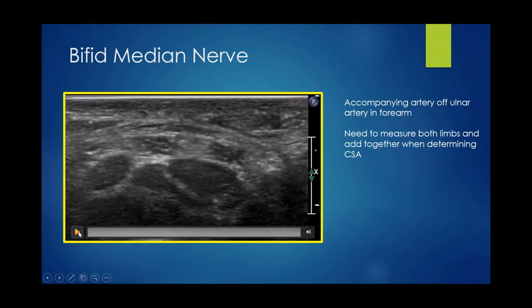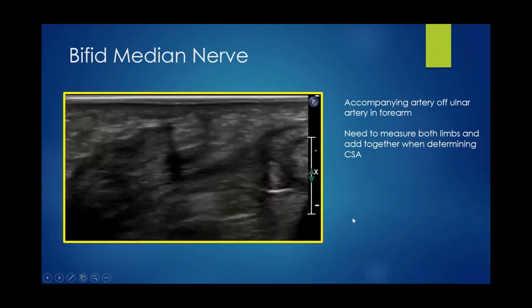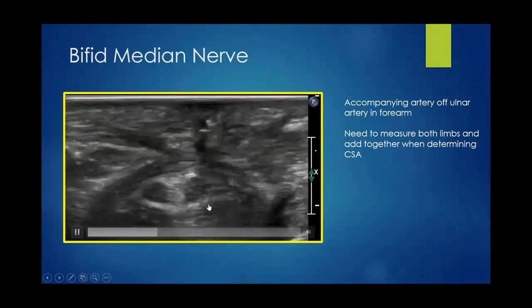This video will make the appearance of the bifid median nerve more apparent. If the patient does have a bifid median nerve, you need to separately measure the cross-sectional area of both, add them together, and that would give you the total cross-sectional area.